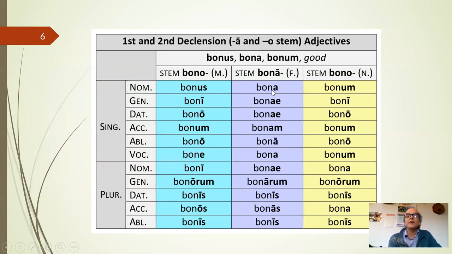If, on the other hand, you want to say of a good table, then you have to use bonai with the table, because the table is a feminine word. If you had a noun that was a masculine noun, like domus, a house, then you would say bonus domus. When you have a feminine noun like mensa for a table, you say bona mensa. So the adjective changes its form according to the gender and the case of the noun that it's agreeing with.